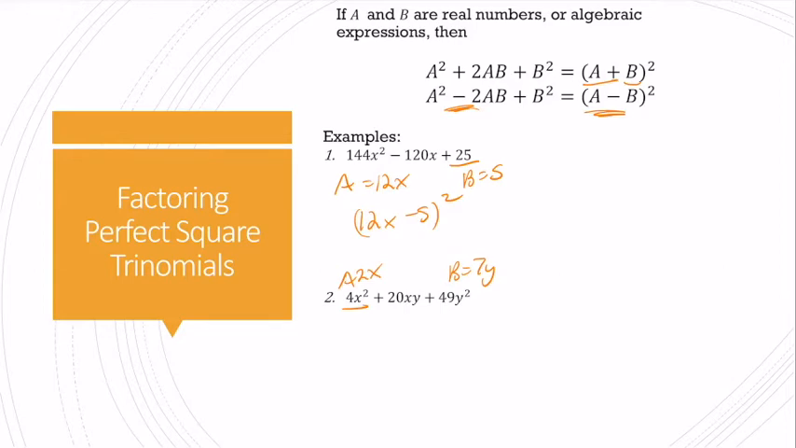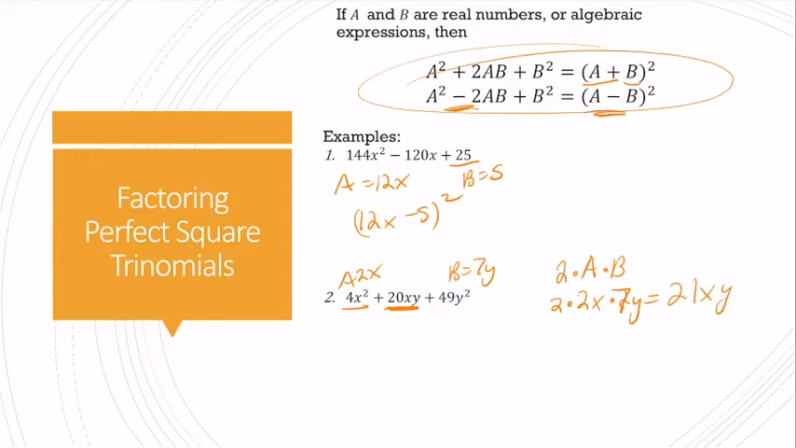Right? But my middle term, which is supposed to be 2 times a times b, that's 2 times 2x times 7y, that's supposed to be 28xy, so you can't factor it using this method. I would have to find the factors of 4 times 49 that add up to 20, which I don't think there are any, so this is going to be prime.